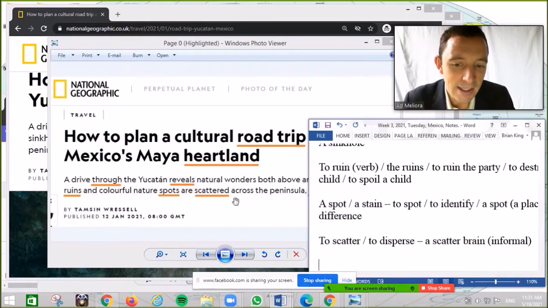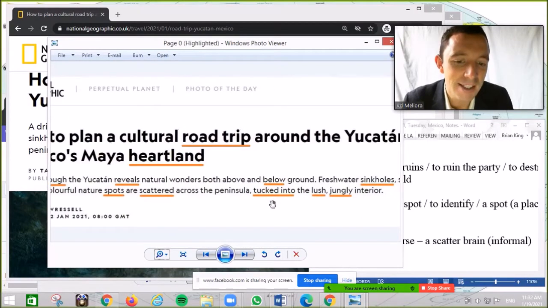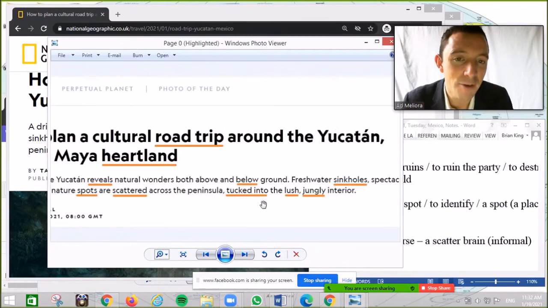Here it is, I think in the adjective or the passive, it's the verb to be, and I think it's the adjective, so it is scattered across the peninsula. Again, tucked into is very advanced, very native vocabulary, very fluent expression, okay?